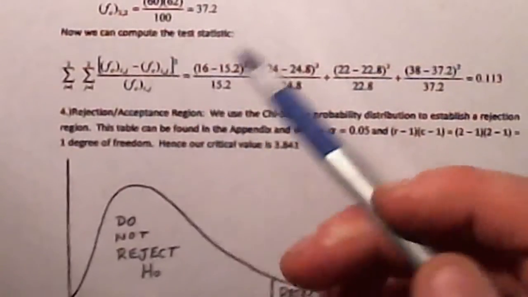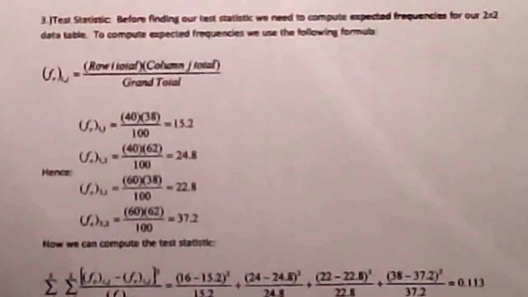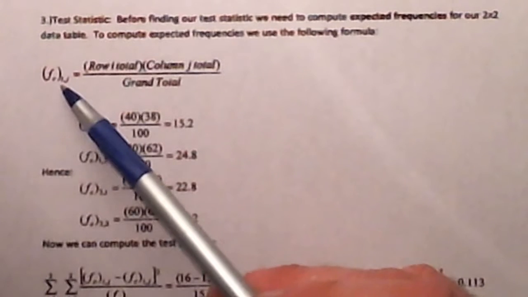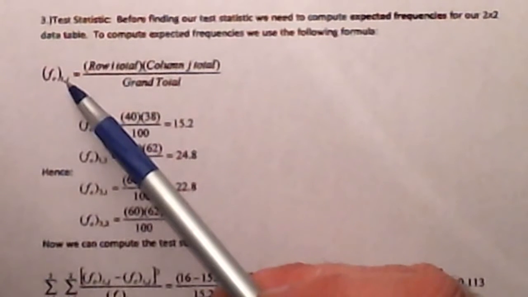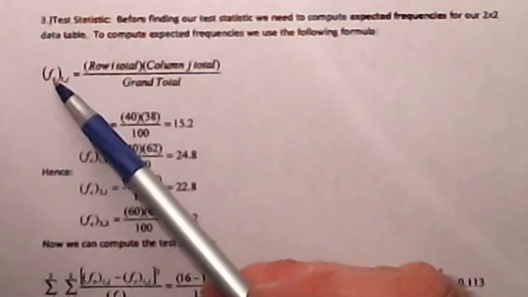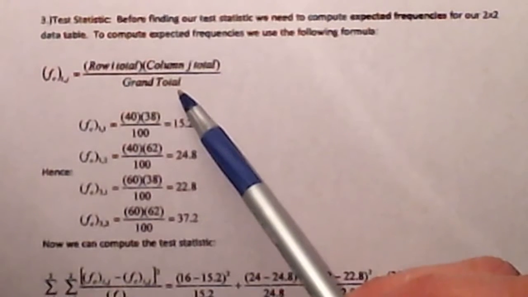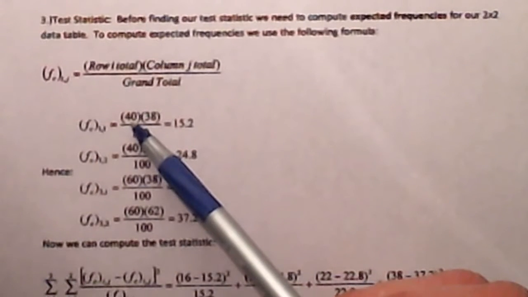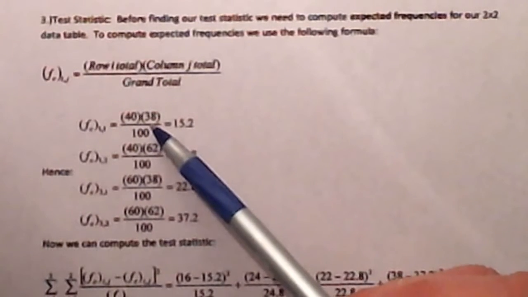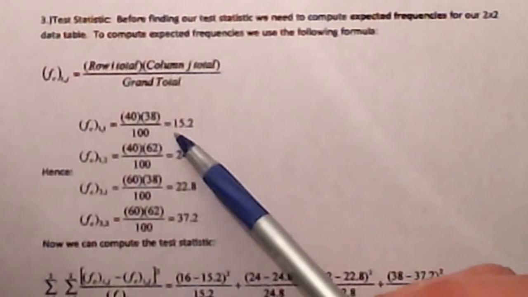Now, these expected frequencies are going to be computed by using this formula above here. So we say the ijth expected frequency. I represents the row of the table, j represents the column of the table. So the row i, column j expected frequency is going to be found by taking the row i total, multiplying it by the column j total, and then dividing that product by the grand total. For instance, the 1, 1 expected frequency is the row 1, column 1 expected frequency. That is found by taking the row 1 total. If you look back at the table, the row 1 total is 40. Multiplying that by the column 1 total, which is 38. Dividing that product by 100, and we get 15.2.